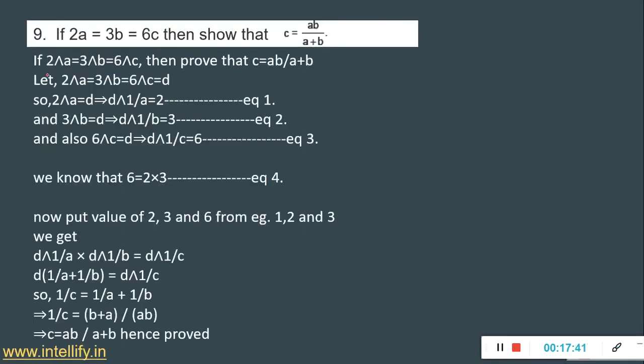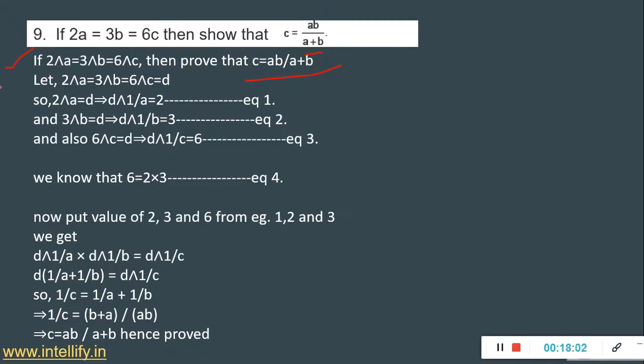Question number 9. If 2a is equal to 3b is equal to 6c, then show that c is equal to ab upon a plus b. Now we have some value and we have to prove this.